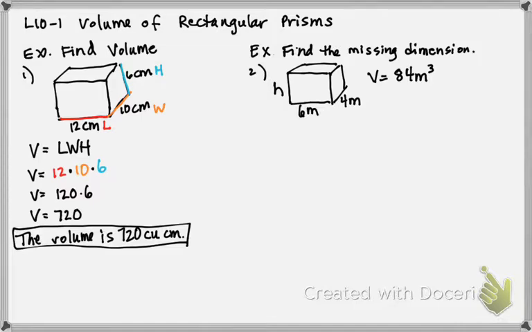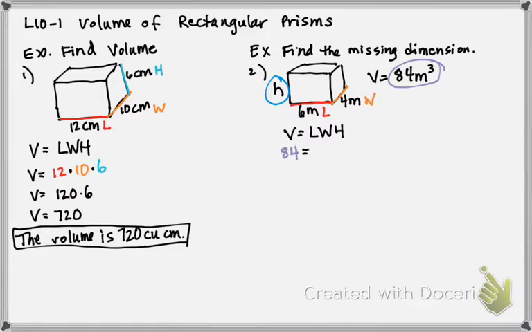Well, first I'm going to identify. So I look at the bottom of the shape. And I have the length is going to be the 6. The width is going to be the 4. And obviously height is going to be h. So when I put in my formula, volume equals length times width times height, the weird piece of information I'm given is I actually know the volume. So 84 is going to go in for V.